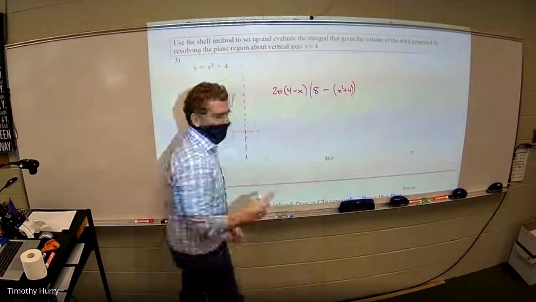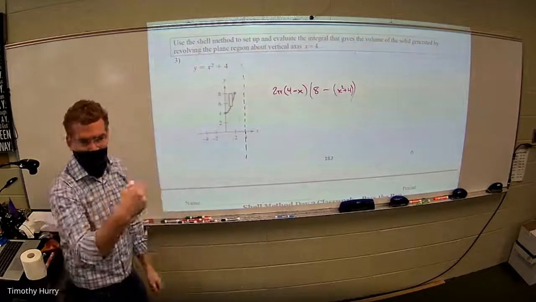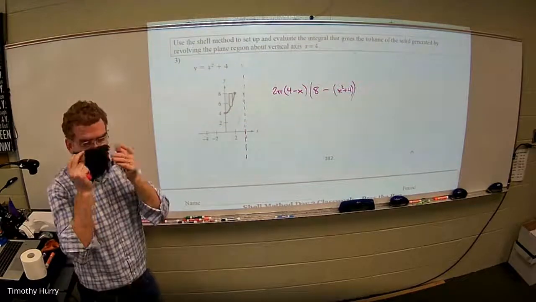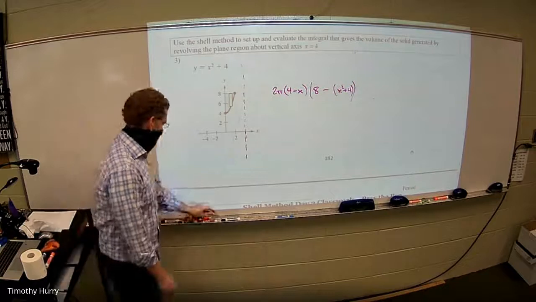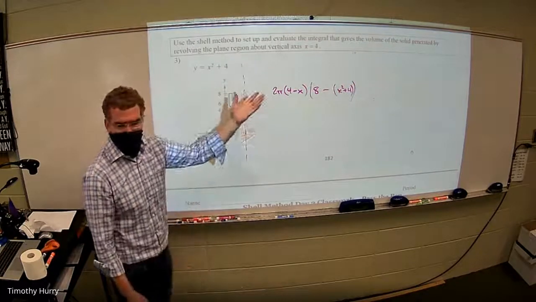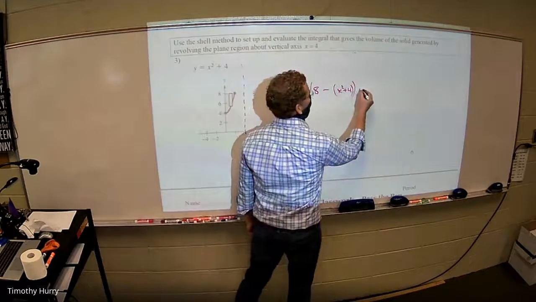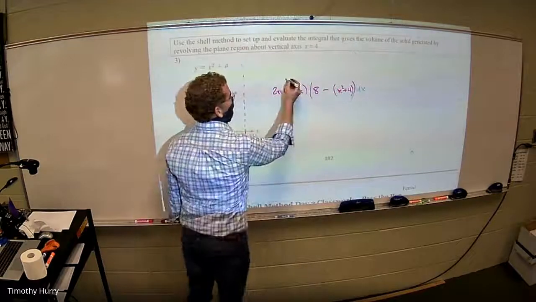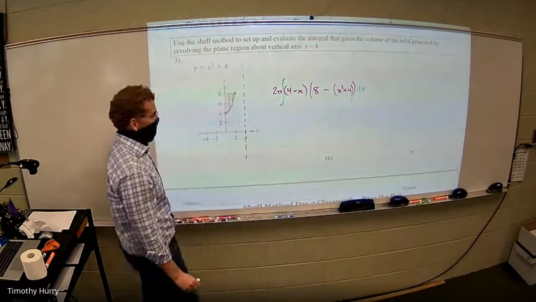Y'all did a pretty good job of that. I think there's one person who kept forgetting to put that second parenthesis in there, out of a class of 30-something. So that's pretty good. Most of you are really good with that. So that's base times height as your area. Give it a little width, that's your volume. Integrate from what?